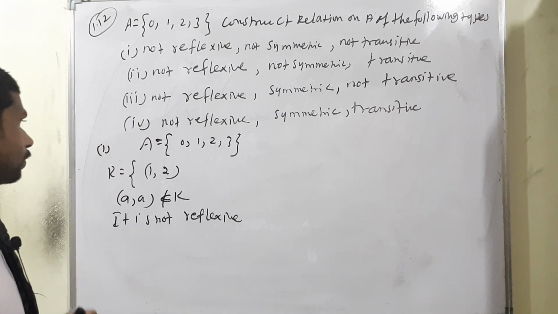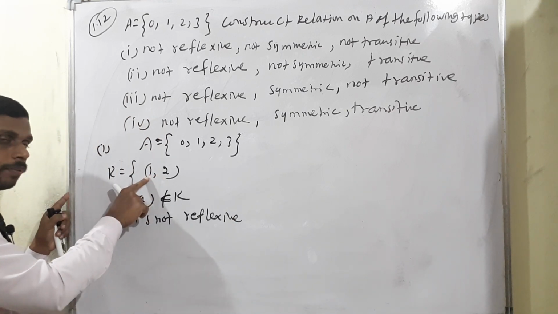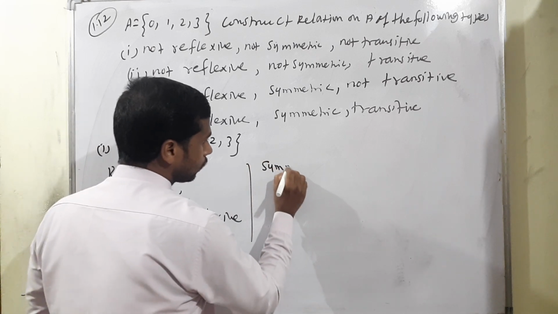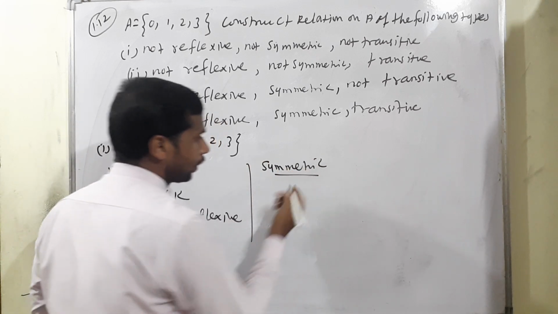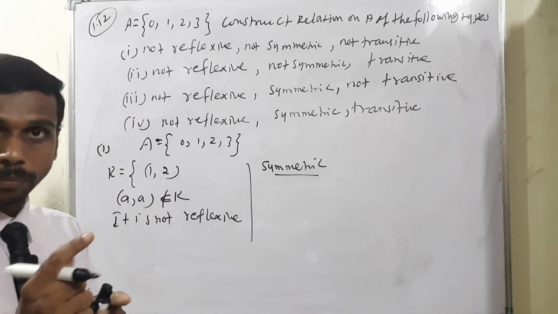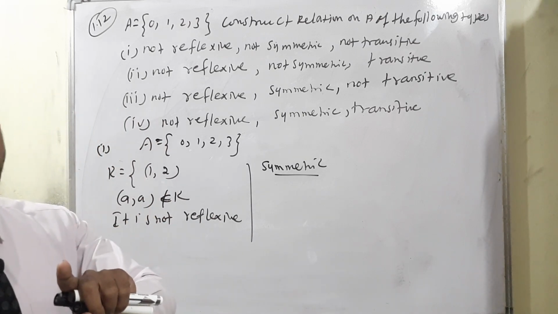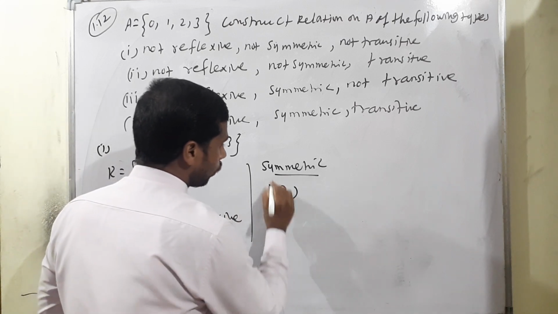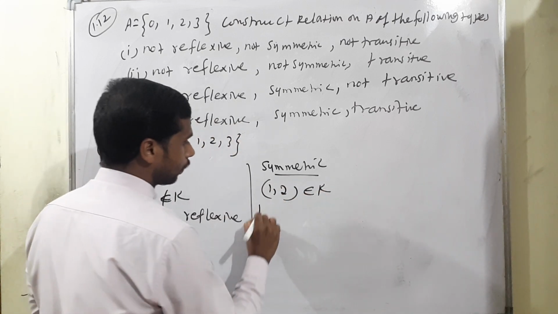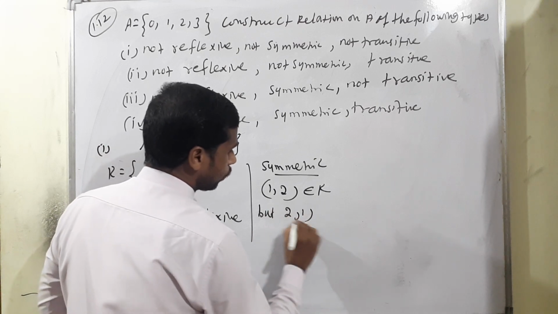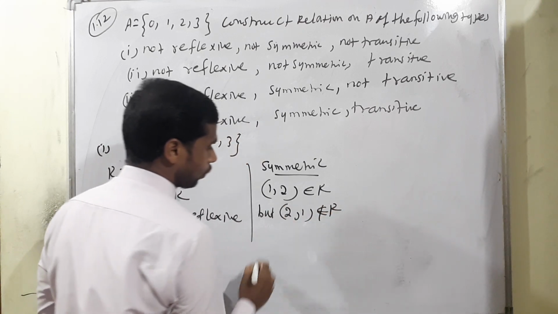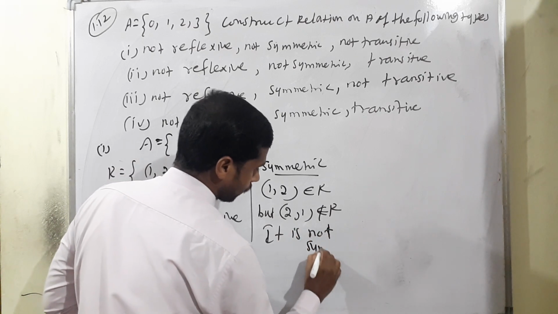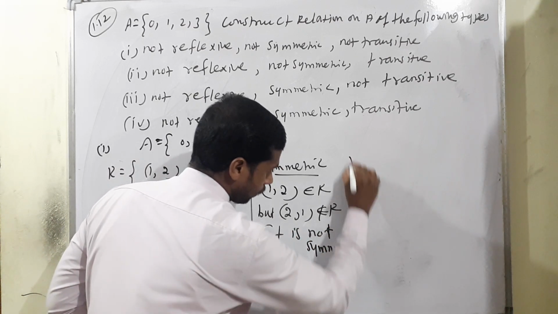Okay. Second condition, not symmetric. Look at there, 1 comma 2 is available. What is the meaning of symmetric? If 1 comma 2 belongs to R, then 2 comma 1 also belongs to R. But there is only 1 comma 2. So 1 comma 2 belongs to R, but 2 comma 1 does not belong to R. Therefore, it is not symmetric.